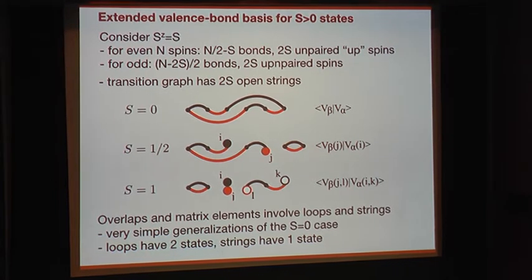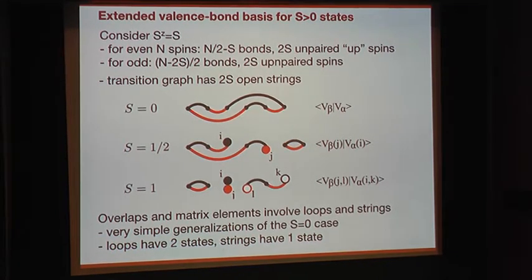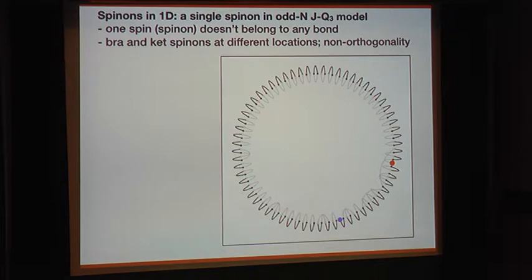So one can actually use this basis to make some statements about spinons in the system. Let me just illustrate that by a movie. This is a case where we have an odd number of sites in the system. One of these unpaired spins is in the bra state and one is in the ket state, which you don't see so clearly here, but they're just colored differently.